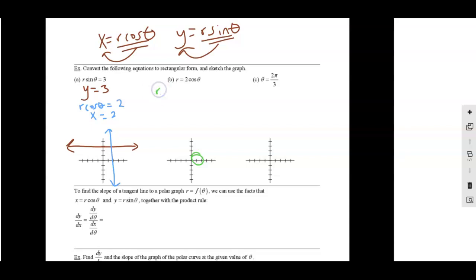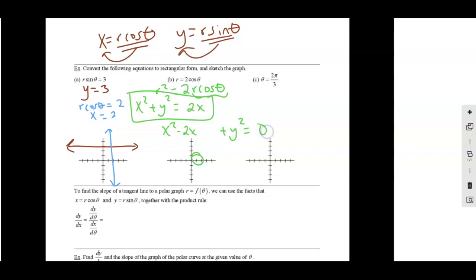You would multiply both sides by r. So r times r is r squared, and then on the right we'd have 2r cosine theta. And then this, r cosine theta, we could change to x, and then r squared is x squared plus y squared. You could leave it like this if you wanted to, or we could get all the x's together and complete the square, and then get all the y's together and complete the square. Let's do it. We have x squared minus 2x, and then plus y squared, that's equal to 0.